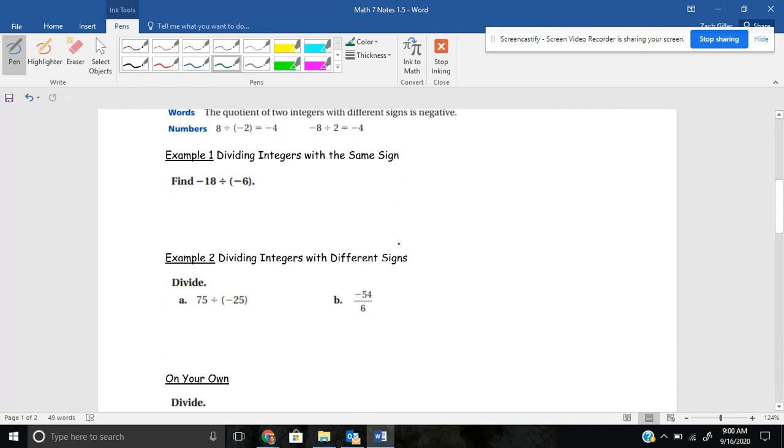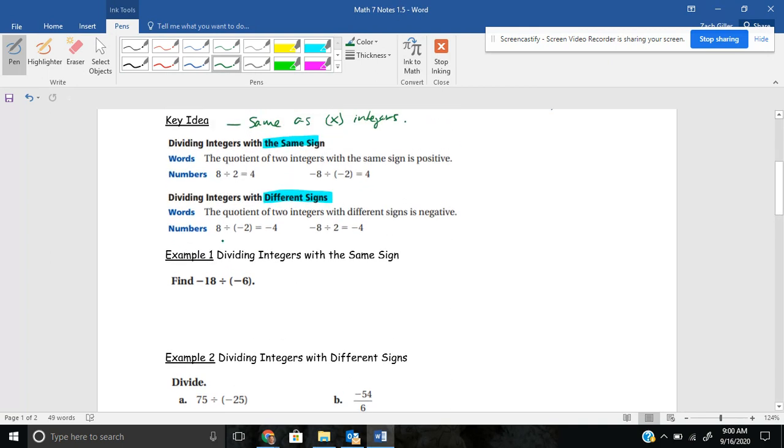Let's check out a few examples here. Dividing integers with the same sign. So again, go back up to my rules. These are both negative. When they have the same sign, my answer, my quotient, is positive. Remember, the quotient is the answer to a division problem. So -18 divided by -6, same sign gives me +3.